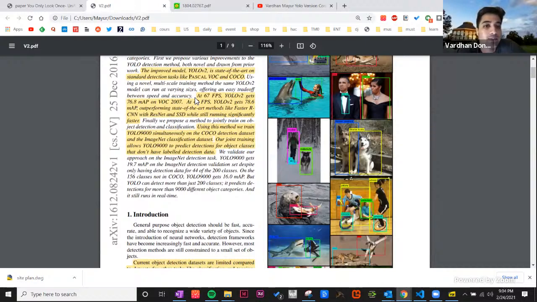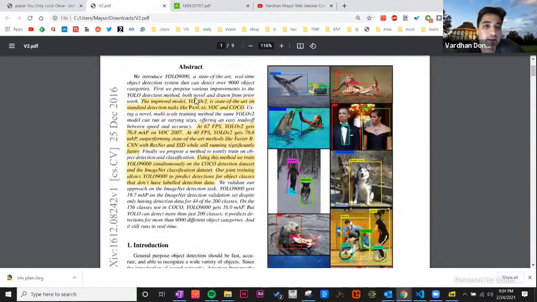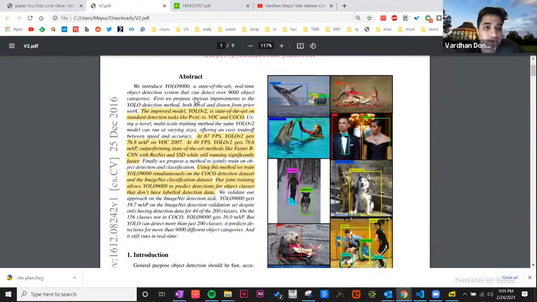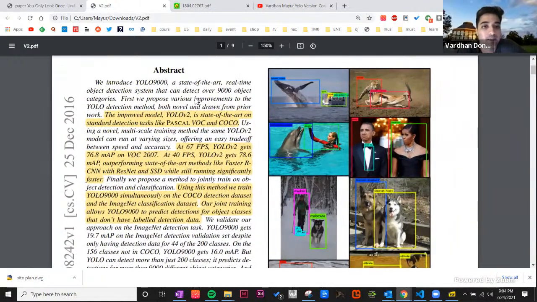As you go through their abstract, there are different terms here. They say at 67 fps YOLO V2 gets 76.8 mAP on VOC 2007. At 40 fps V2 gets 78.6 mAP, outperforming state of the art methods like Faster RCNN with ResNet and SSD.